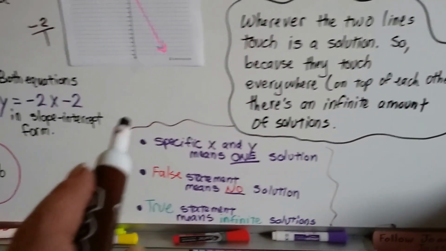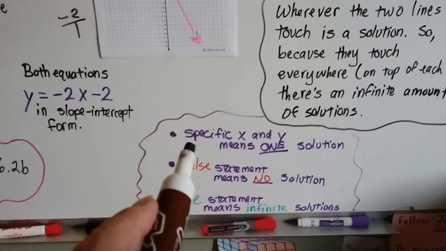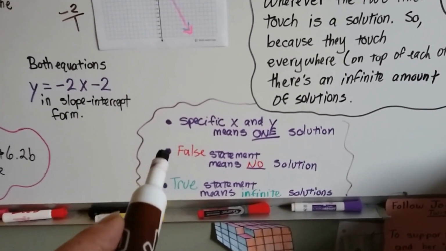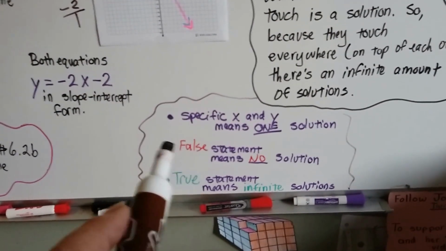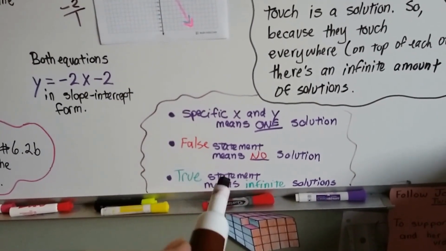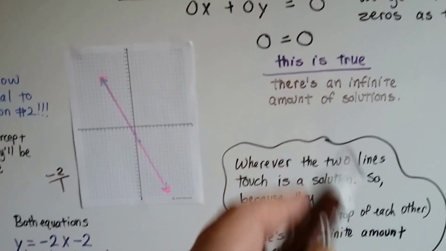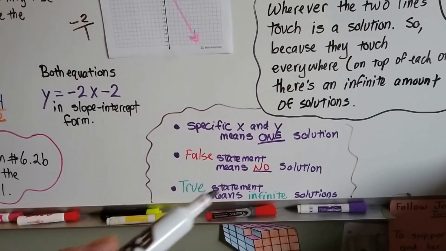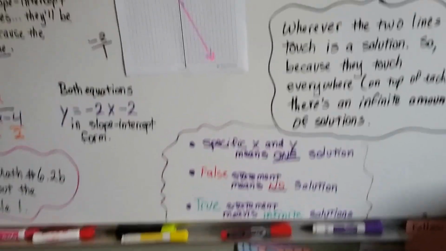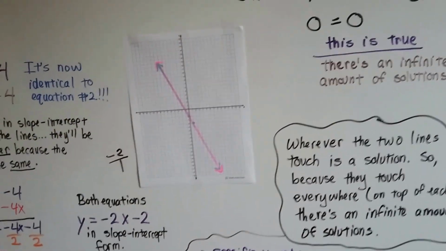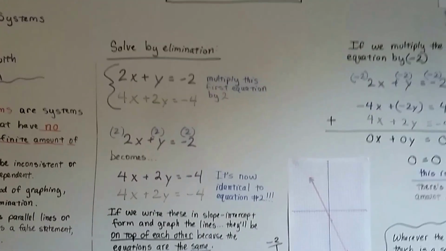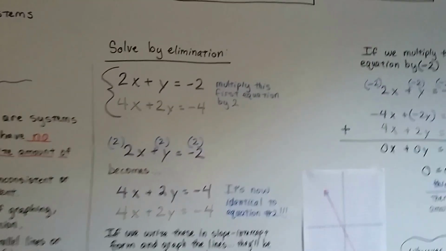See? When there's specific x and y values, that means there's one solution. If it's a false statement, they're parallel lines, there's no solution. When the statement's true, like 0 equals 0, or 2 equals 2, or negative 3 equals negative 3, that's a true statement. That means there's infinite solutions, and the lines are on top of each other. See? See how we did that? All right, well, that was using elimination.